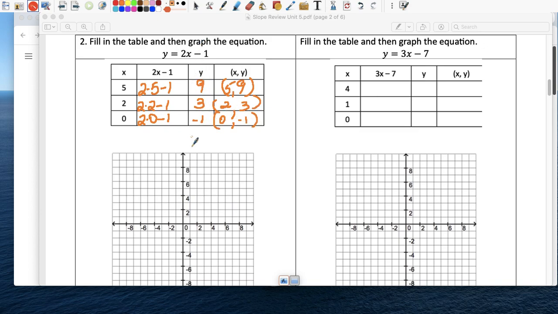All right, so let's graph this. 5 and 9. 5 over here and 9 up. It'll be around here. 2 and 3. 2 and 3. 0 and -1, right here. And then we'll connect. I'll give you a ruler, of course. Give it a name. None.